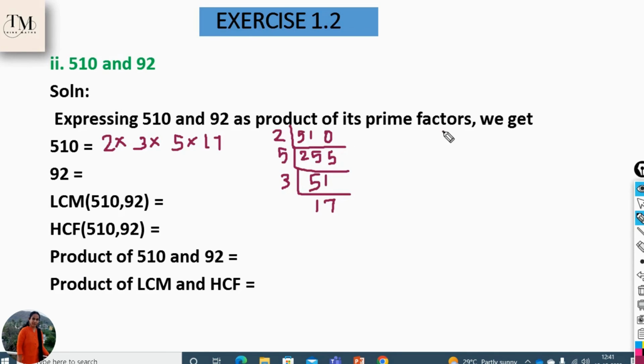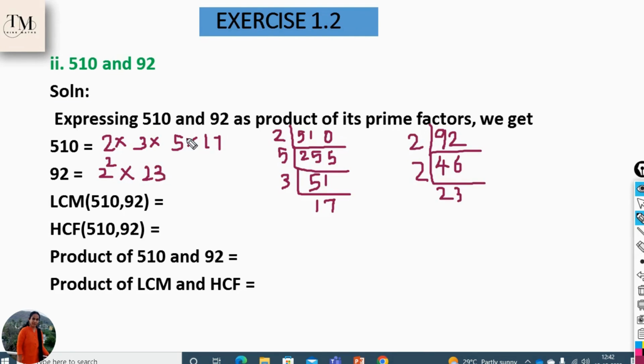Next number is 92. So I take 2 as the prime. 2 4s are 8. Balance 1. 6 2s are 12. Again 2. 2 2s are 4. 3 2s are 6. So 23 is a prime number. So we can stop here. 2 appears 2 times. So 2 power 2 into 23.